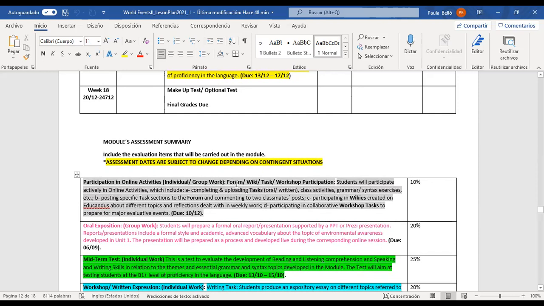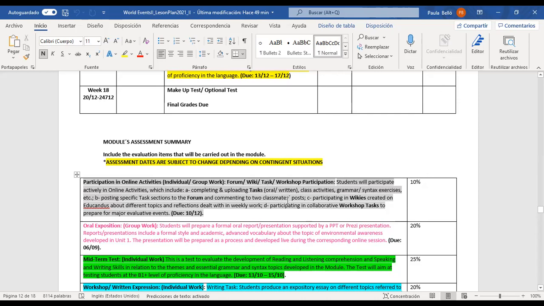Yes, and I will check your participation every week. Some weeks you will have a task, but next week will be a forum. You will have to participate in the forum because you have a grade each week. And then it will be a wiki. You have to participate in the wiki. Is that clear?